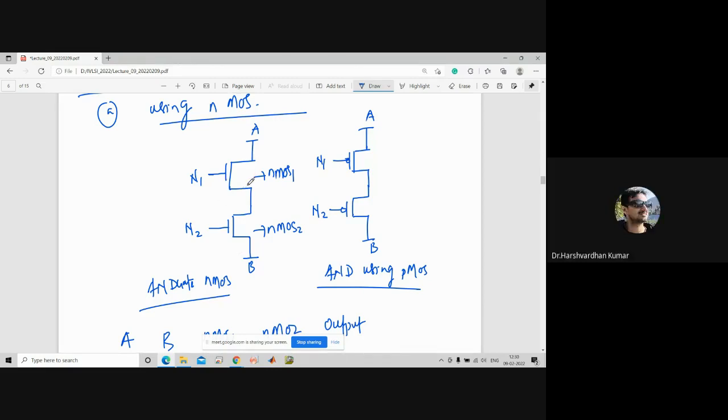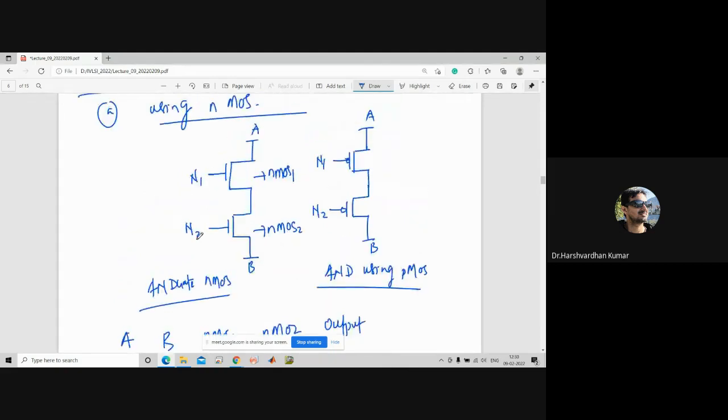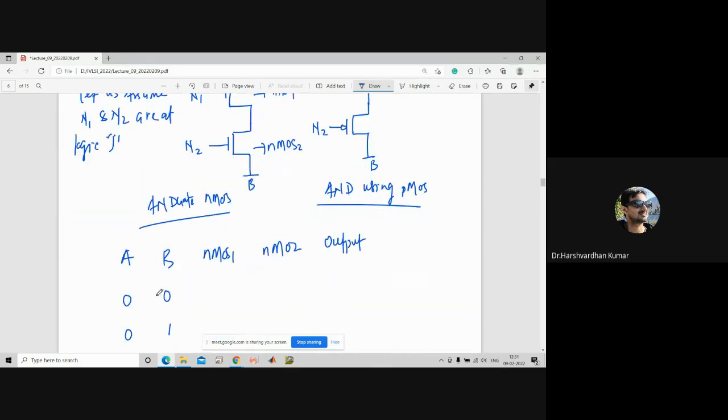And the output will be taken on which terminal, sir? I will let you know. Just for the example, for the switch, I am telling how to design the AND gate, OR gate like that. So let us say here, if the input, let us say this is N1 and N2. Here, let us assume for NMOS, N1 and N2 are at logic 1.